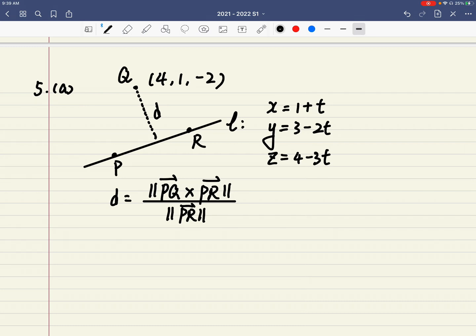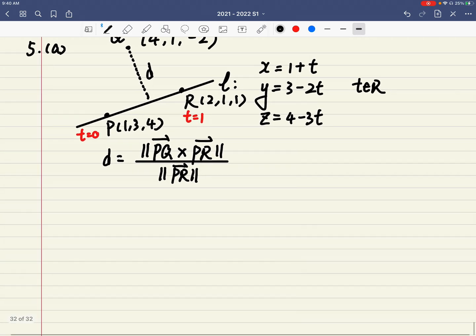So how do you find P and R? You can simply let t be 0 or t be 1. Actually, you can let t be any number you want, but usually we just let t be 0. When t is 0, (x, y, z) is (1, 3, 4). This is P. And if t is 1, R is the point (2, 1, 1). Then you just need to apply this formula.